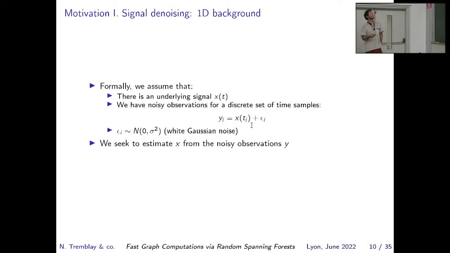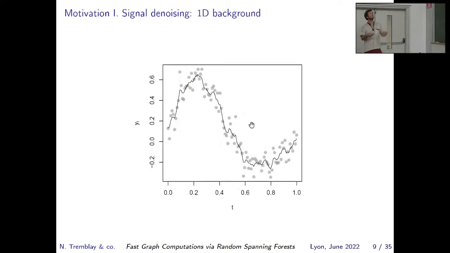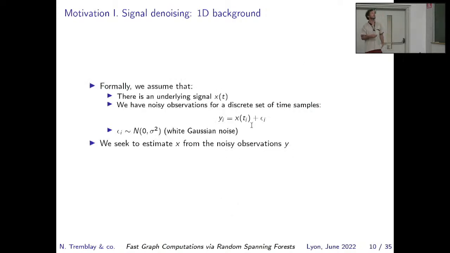Well, this is a bit frustrating because you don't really know what you're controlling here. Are you actually denoising? So there's a whole paradigm, let's say, in denoising where you actually assume there is an underlying data X that you're trying to infer from the data. You have noisy observations, so the little dots I had are y_i, the signal measured at t_i plus the noise, and I suppose that this noise is, for instance, Gaussian. Okay. And we seek to estimate x from the noisy observations y.